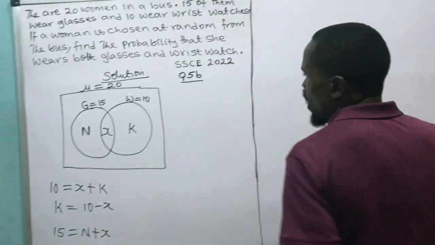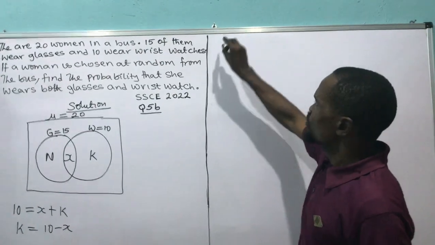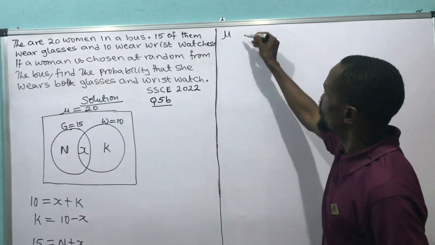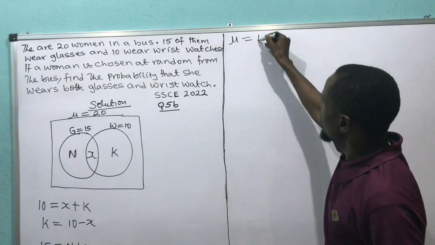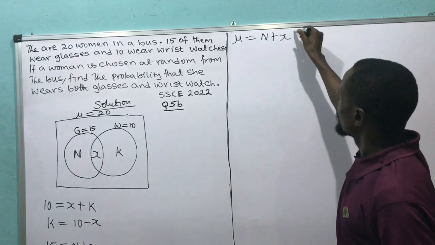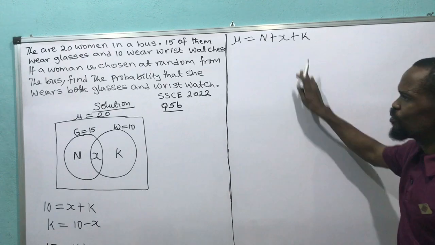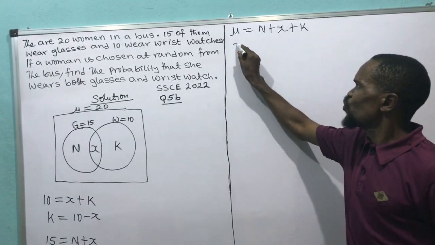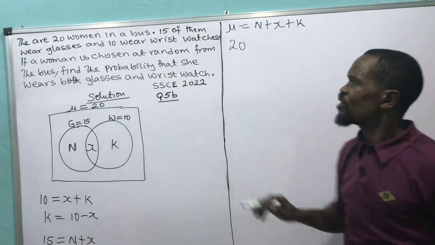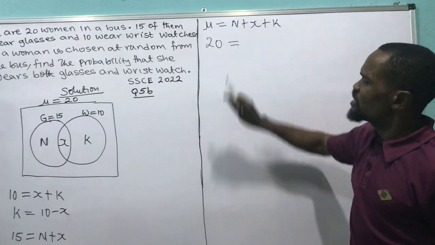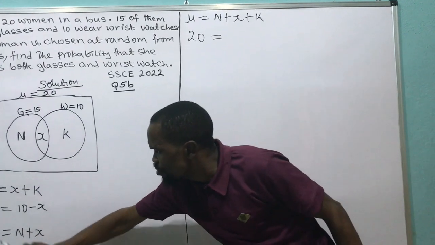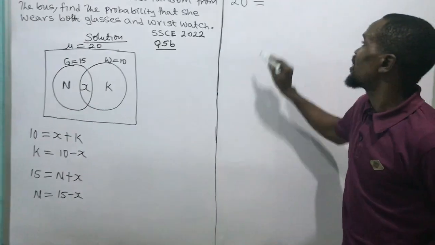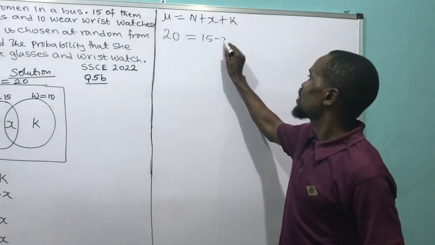Then I remember that the universal set said the total people in the box is equal to N plus X plus K. That is the people in the box. But how many are these people? 20. Women in the box is equal to N plus X plus K. What is my N? I know my N to be 15 minus X. I put 15 minus X.